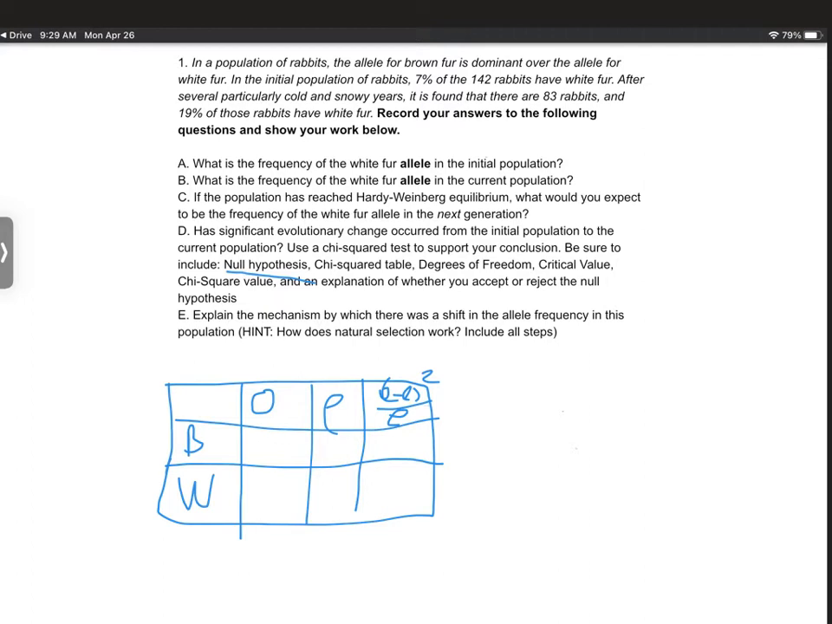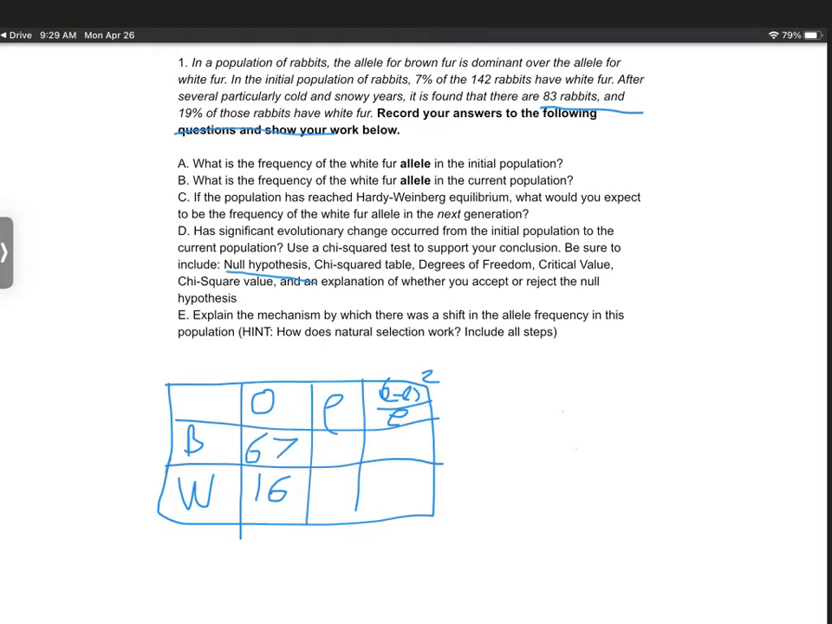Okay, so for observed, we are going to use the numbers from the second generation. So 83 rabbits, 19% have white fur. 19% of 83, or 0.19 times 83, gives us 16 white rabbits observed. And then if there's 83, the remainder of them, so 83 minus 16, gives us 67 brown rabbits.